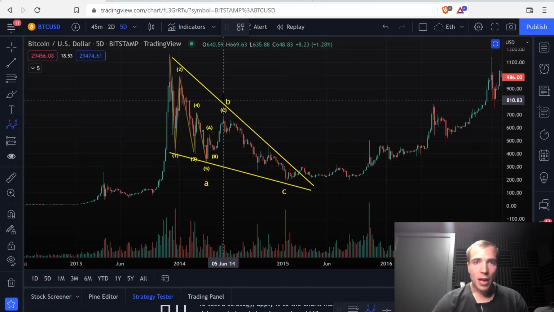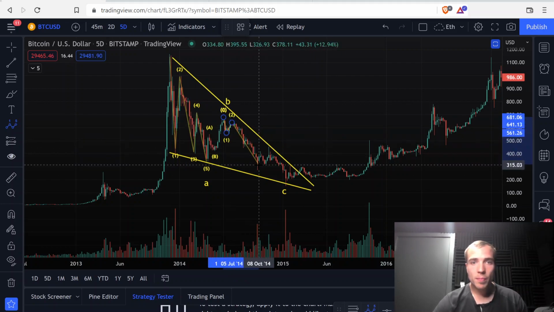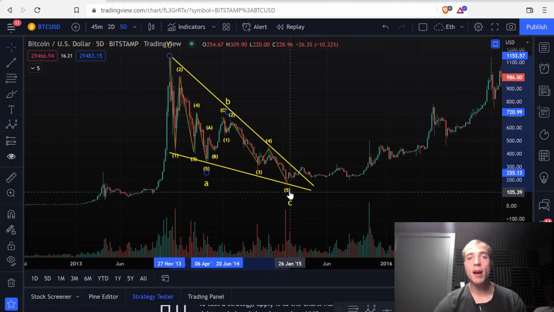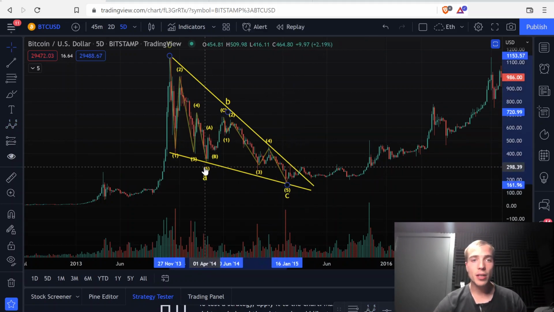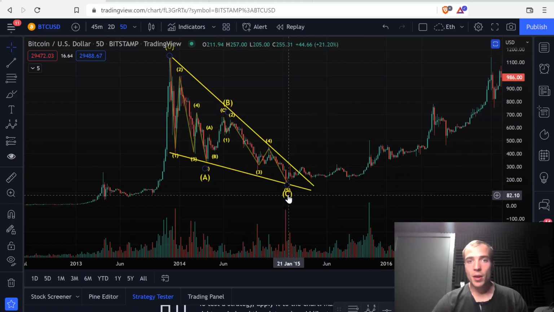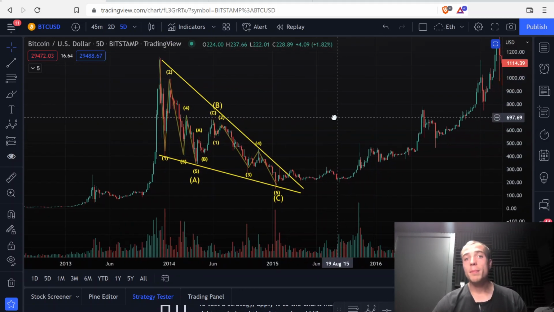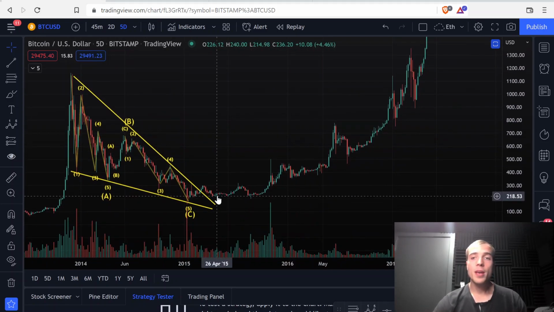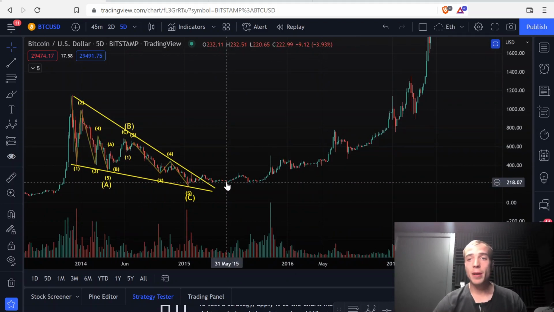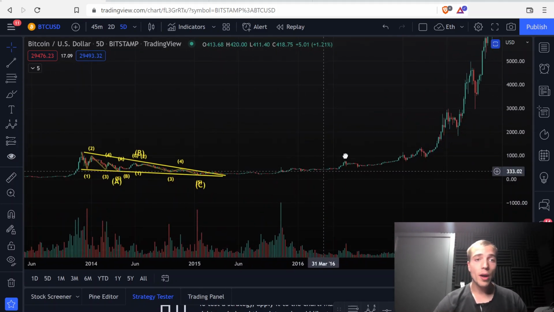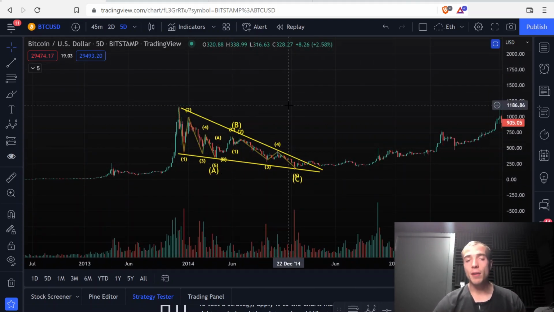All right, so now we're going to go from B down to C. 1, 2, 3, 4, and 5. You can see that that 5th wave completed off the correction. It finished the Elliott wave correction, and that was the absolute bottom of Bitcoin. This was a great opportunity to buy Bitcoin down here. Extremely undervalued. We went from being about $180 all the way to $20,000 per coin after that ABC correction.